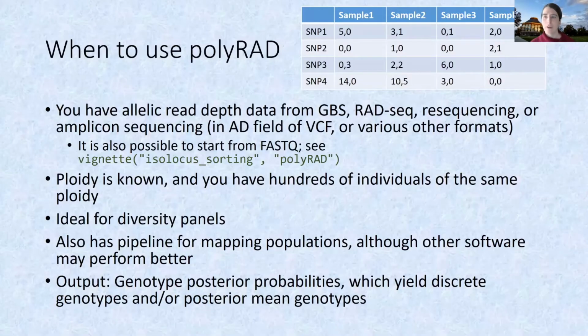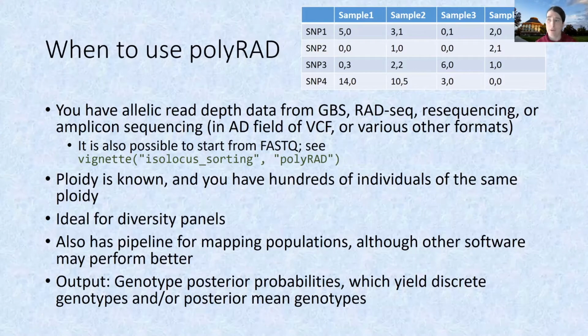All right. So when and why would you use polyRAD? As Marcelo was talking about, you have to use certain pipelines to output those sequence read depths. In a VCF file, that would be in the AD field. You can use options other than VCF, but ultimately what you need is laid out in this table, where I have SNPs by samples. For each marker and sample, I need to know the number of reads for the reference allele and the number of reads for the alternative allele.